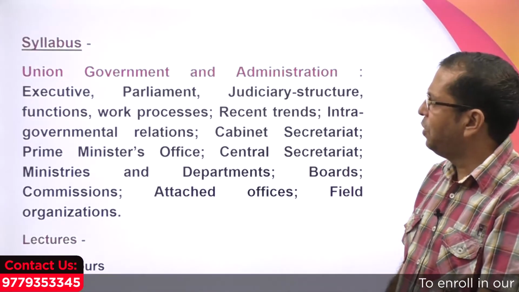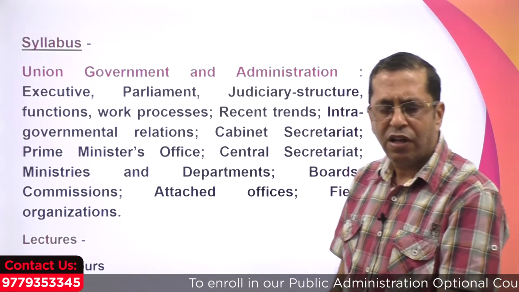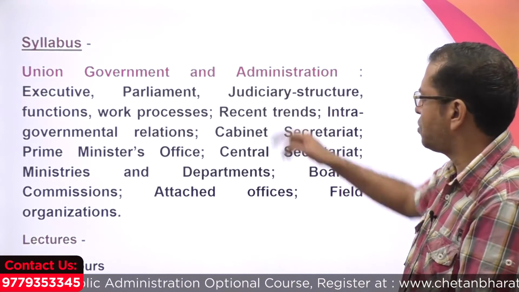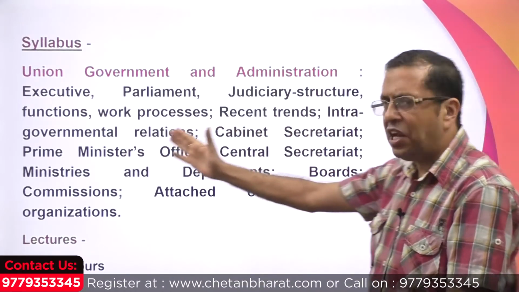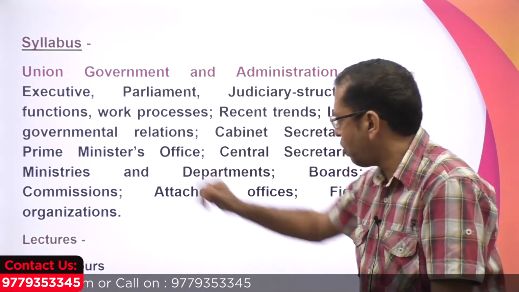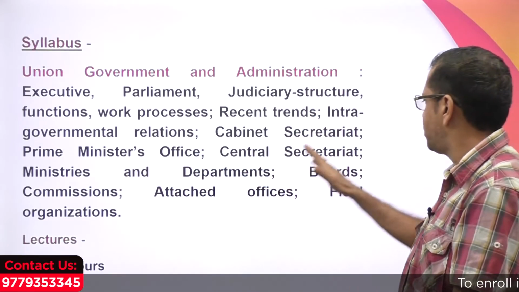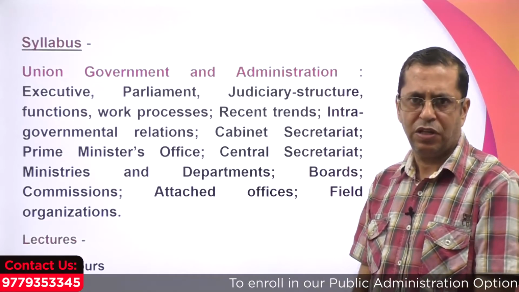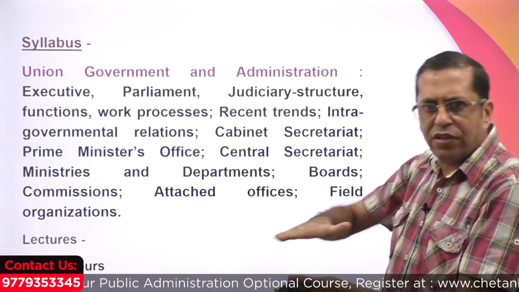So here we will study the executive, that is the president and the prime minister and council of ministers, parliament as well, then judicial structures and its function, work process, recent trends and intra-governmental relationships, cabinet secretariat, prime minister office, central secretariat, then ministries and the departments, boards, commissions, attached office, field office. So in this unit, we will be studying the political structure as well as administrative structure.